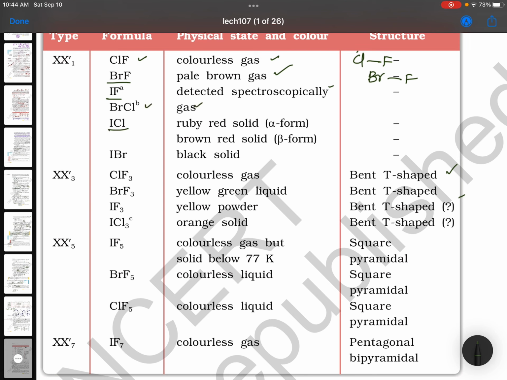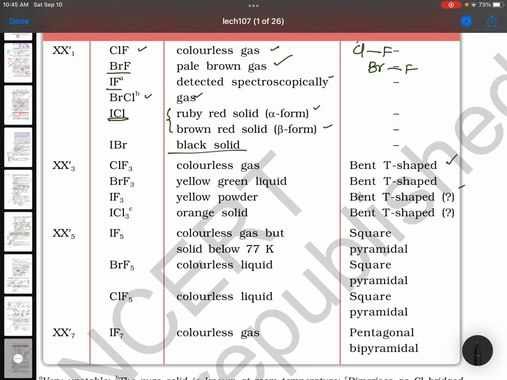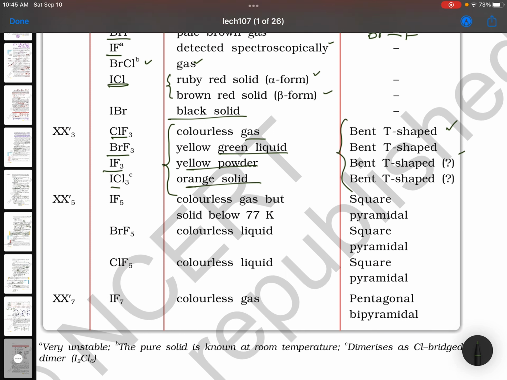BrCl is a gas, ruby red solid, brown red solid. Which of the following has two forms, alpha and beta forms, like that, black solid. All these: ClF3 colorless gas, BrF3 yellow green liquid, IF3 yellow powder, orange solid. Okay, so not easy to remember. Don't worry, the structures you remember, that's all.